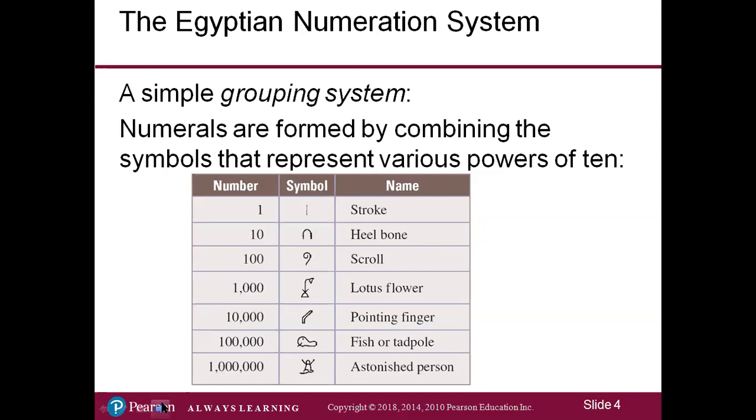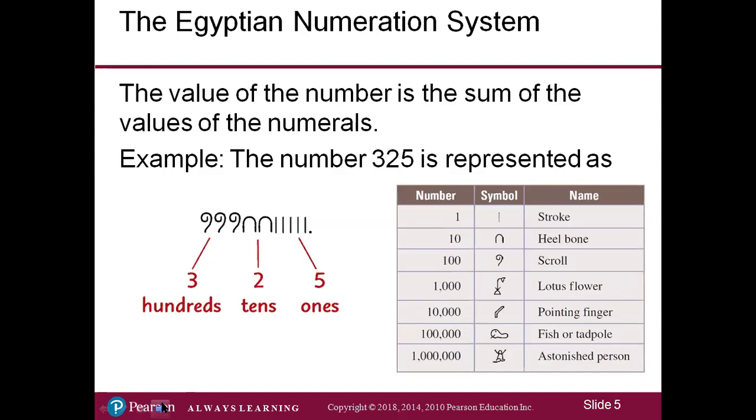A lotus flower that represents 1,000. A pointing finger that represents 10,000. A fish or a tadpole that represents 100,000. And an astonished person represents 1,000,000. The value of the number is the sum of the values of the numerals.